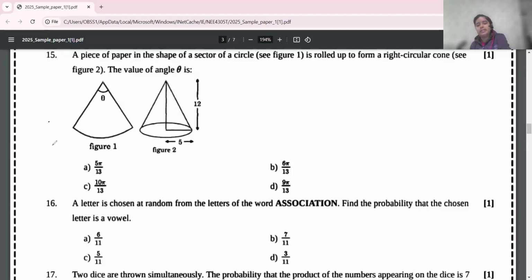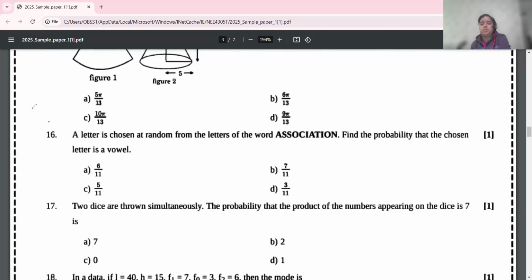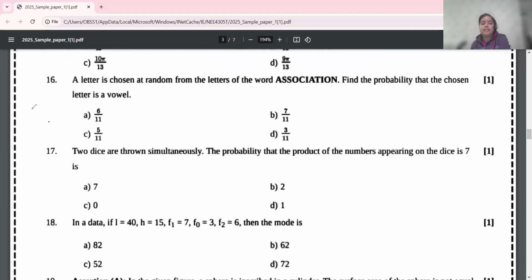Moving on, a letter is chosen at random from this particular word association. Find the probability that the chosen letter is a vowel. So first count the total number of letters in this: 1, 2, 3, 4, 5, 6, 7, 8, 9, 10, 11. Total is 11, and the number of vowels: A, O, I, O, A. 5. 5 by 11, option number C.